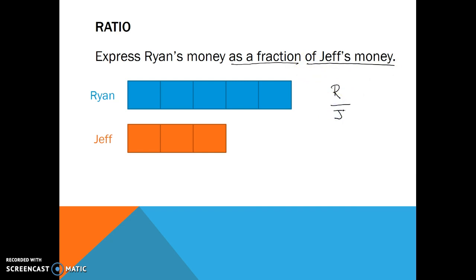Well, we can see by looking at our bar model that Ryan has 5 units, while Jeff has 3. Let me make that a little bit neater. So we write the fraction as 5 over 3.